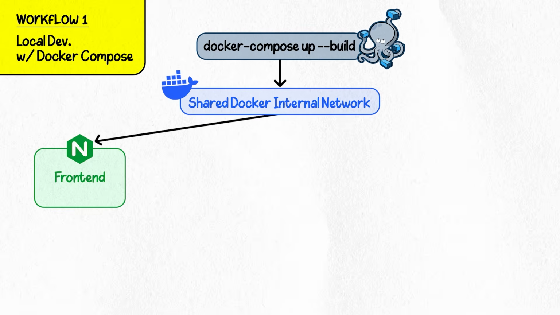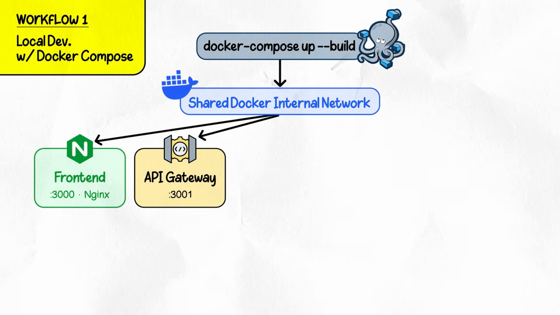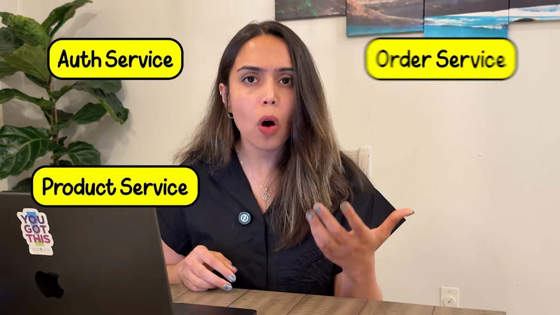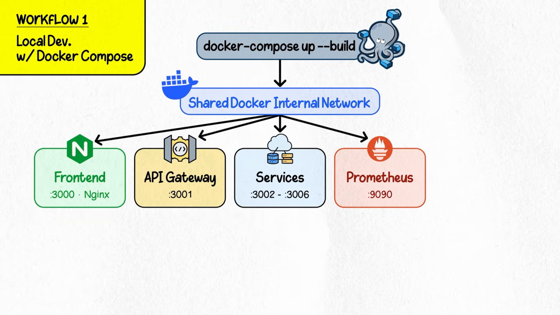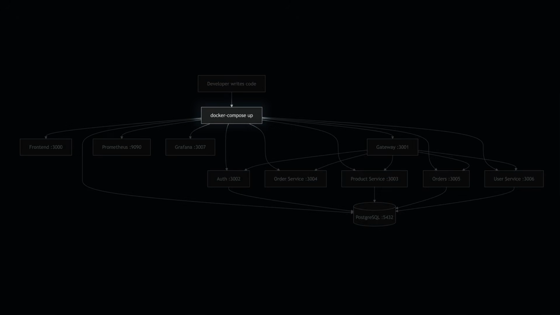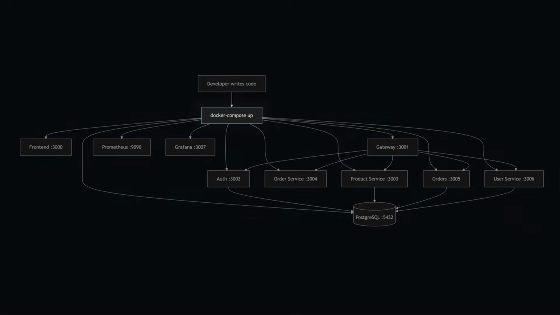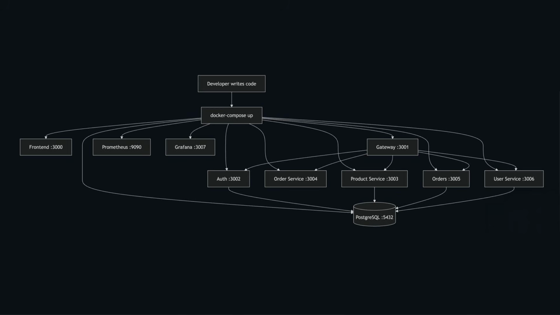The front end running on localhost, port 3000. The API gateway running on port 3001. Auth service, product service, order management service, user service. Also Prometheus and Grafana as well as the PostgreSQL service. Now what does Docker Compose do here? It builds the custom images while also pulling public images like Nginx, Prometheus, Grafana, and PostgreSQL. Once those images are built, it starts the containers. All containers run on a shared internal Docker network so that they can communicate with each other.